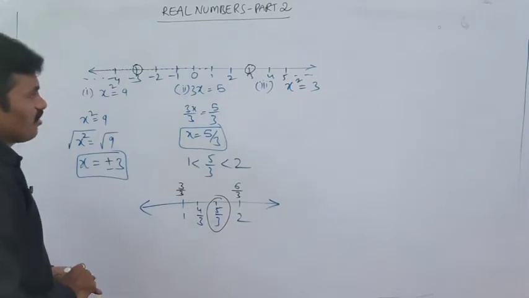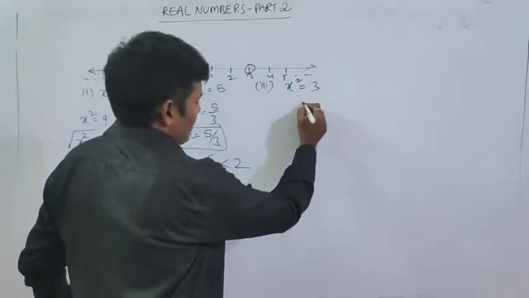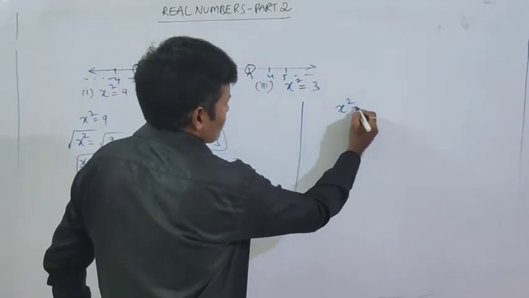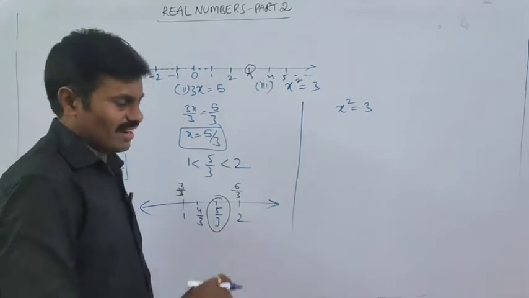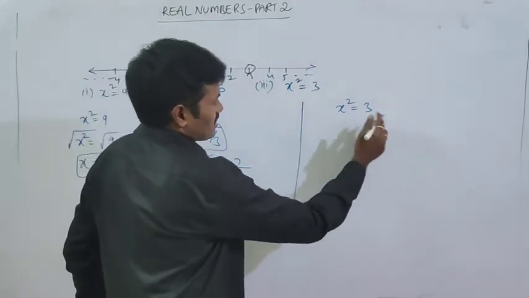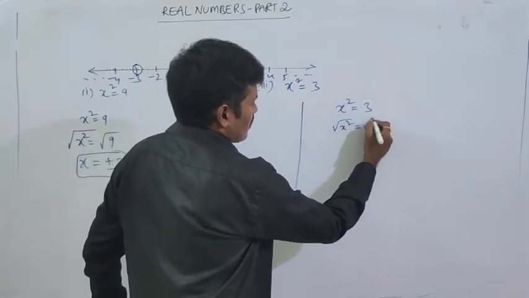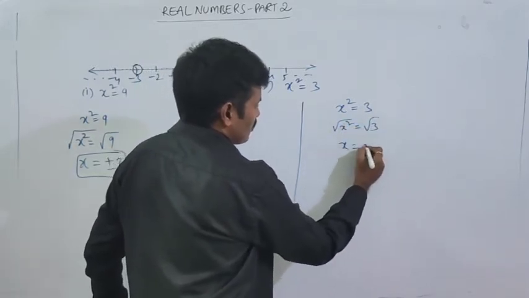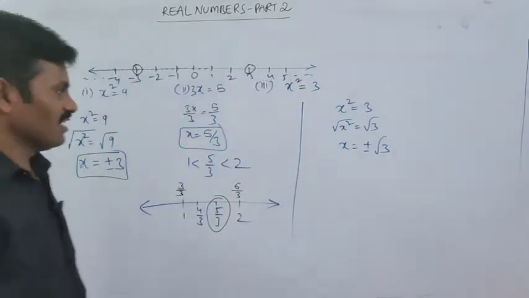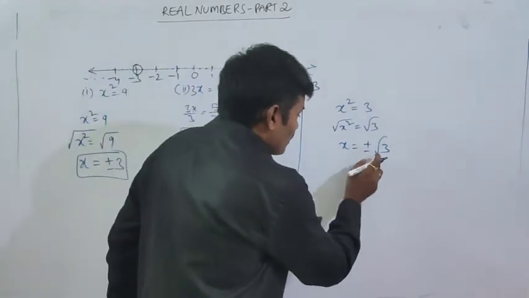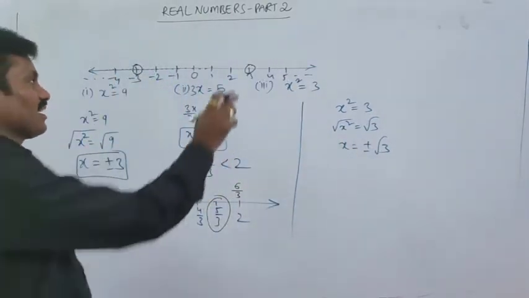Now if we go for the third equation, x square is equal to 3. Same as the first equation, how did we solve? Like that, take square root on both sides. Then we get square root of x square is equal to square root of 3. Then the value of x is equal to plus or minus root 3. Now how to plot plus root 3 and minus root 3 on the number line?